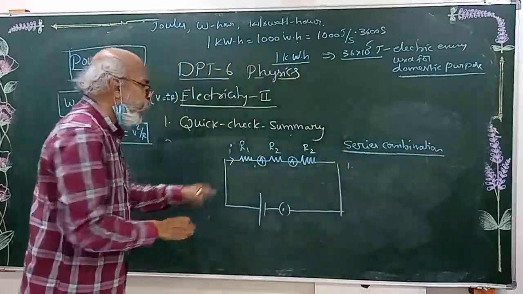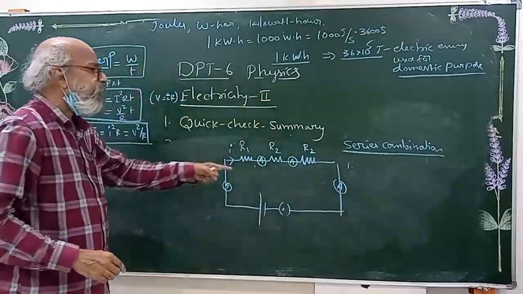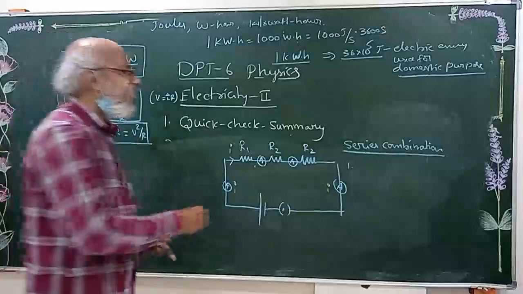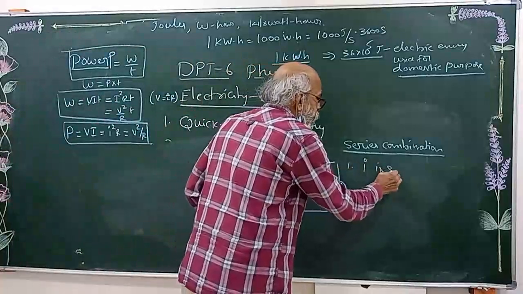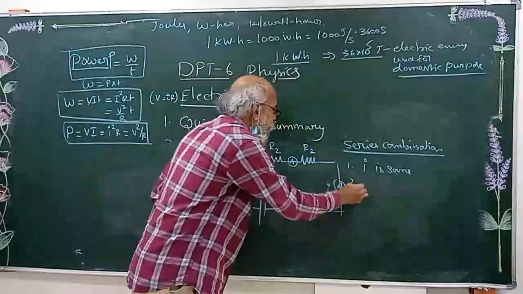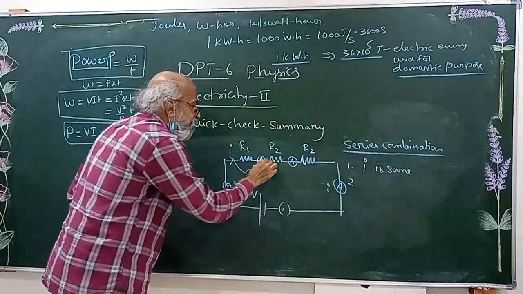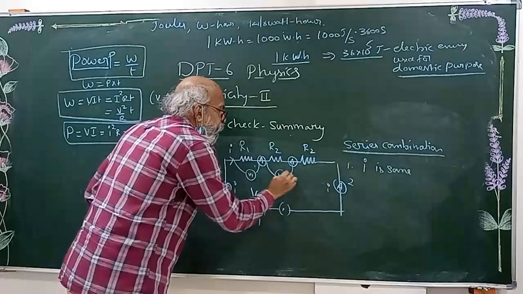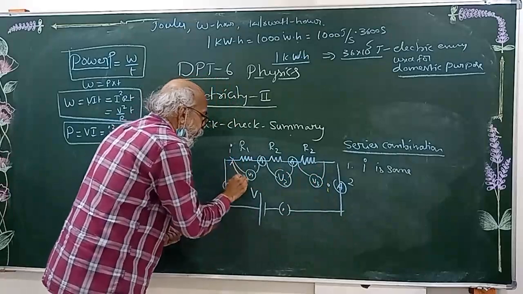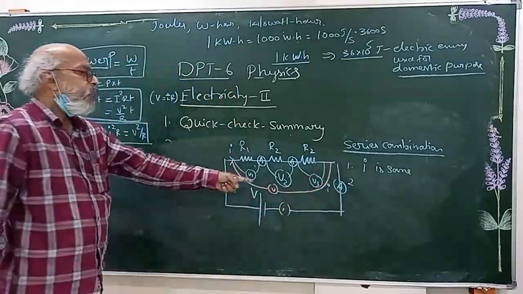So in series combination, first thing, anywhere you keep the ammeter, you can see the same current reading will be obtained. So what is the first feature? I is same. Same current is flowing through all gadgets. Second important thing, by keeping voltmeters, the potential difference V applied will be divided: V1 across this, V2 here, across this V3. And the total combination is provided with potential V.